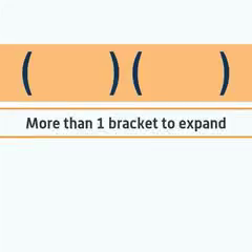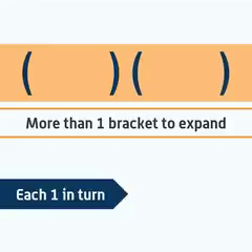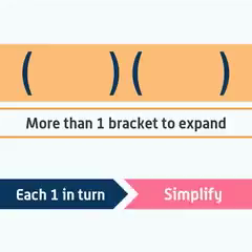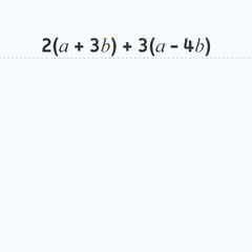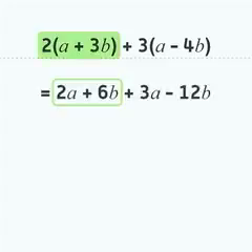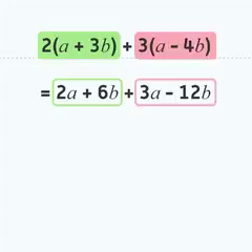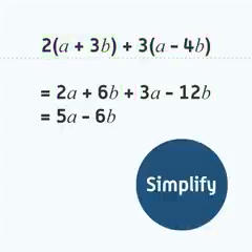You may have more than one bracket to expand in a longer expression. You just do each one in turn and then simplify your new expression. For example, 2(a + 3b) + 3(a - 4b) = 2a + 6b as before. Then add 3a - 12b from the second pair of brackets. This simplifies to 5a - 6b.